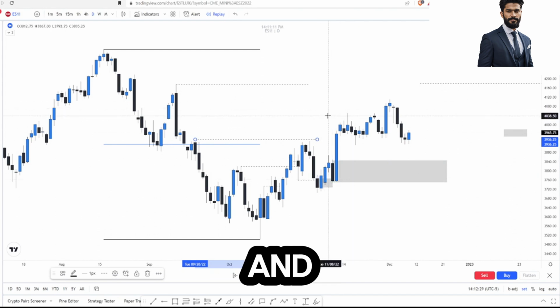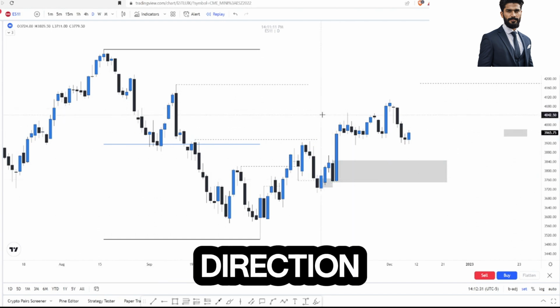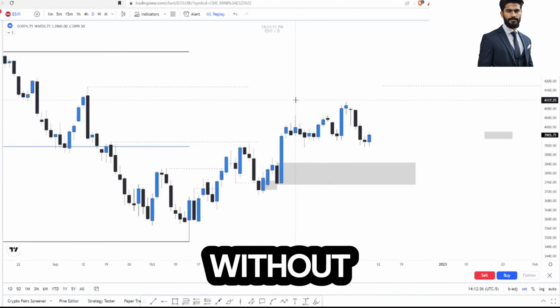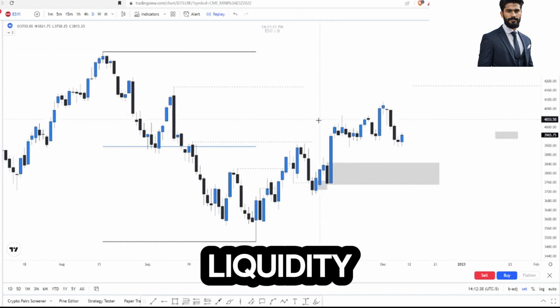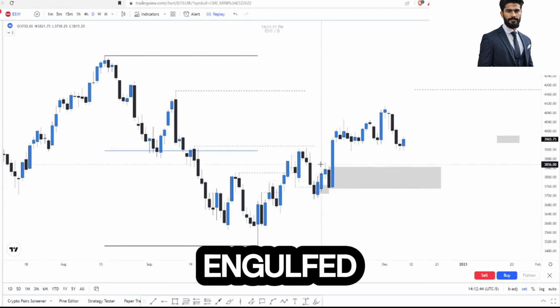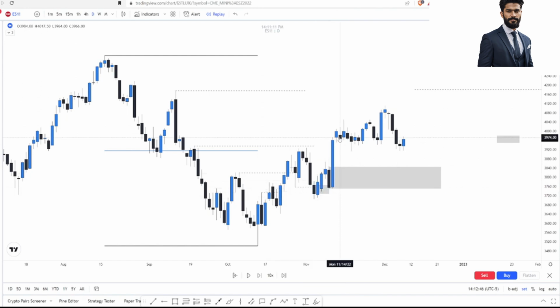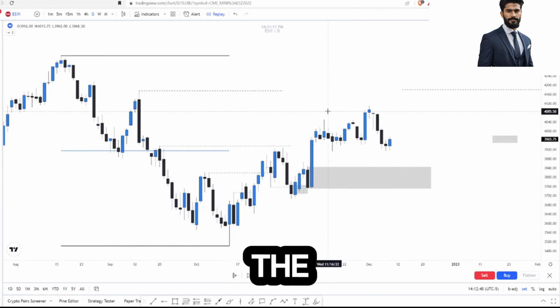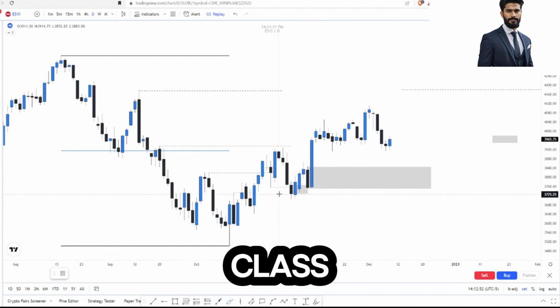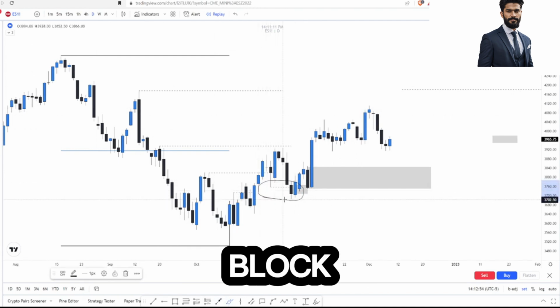And this is what comes with being confident in the direction that you're looking for: not looking at structure without context of liquidity, and not looking at liquidity without context of structure. So once we have established we're bullish, we look at any down close candle that gets engulfed as an order block. Now, how can we raise the probability that these order blocks will see a reaction? And that goes back to the class we had on redefining the order block.